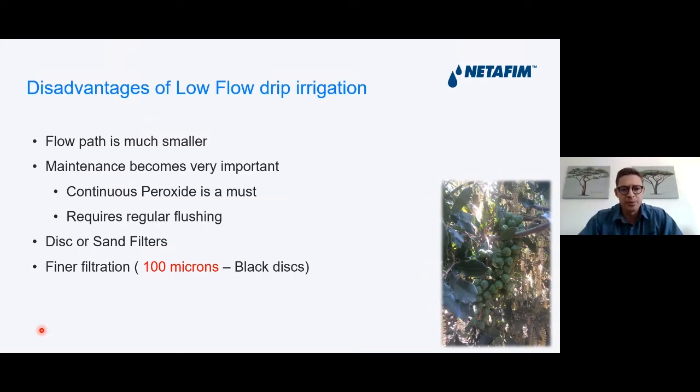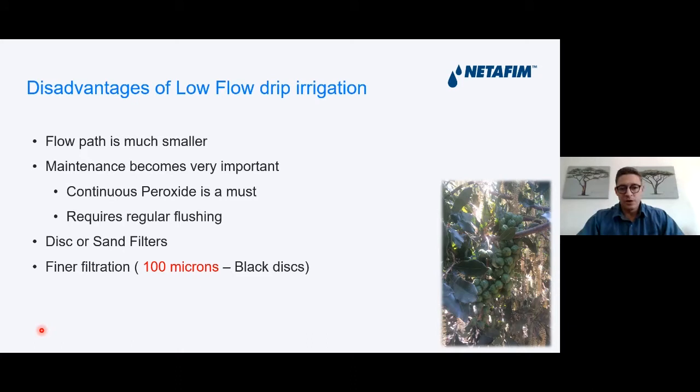Other thing that becomes important is regular flushing. This is important in all drip systems, not only low flow, and this all depends on your water quality. Of course, the worse the water quality, the more often you will flush, and the better the water quality, the less often you have to flush, but you still need to flush. I would say normally a normal drip irrigation farm with average water quality would flush around every 2nd to 3rd week. They would flush their laterals.